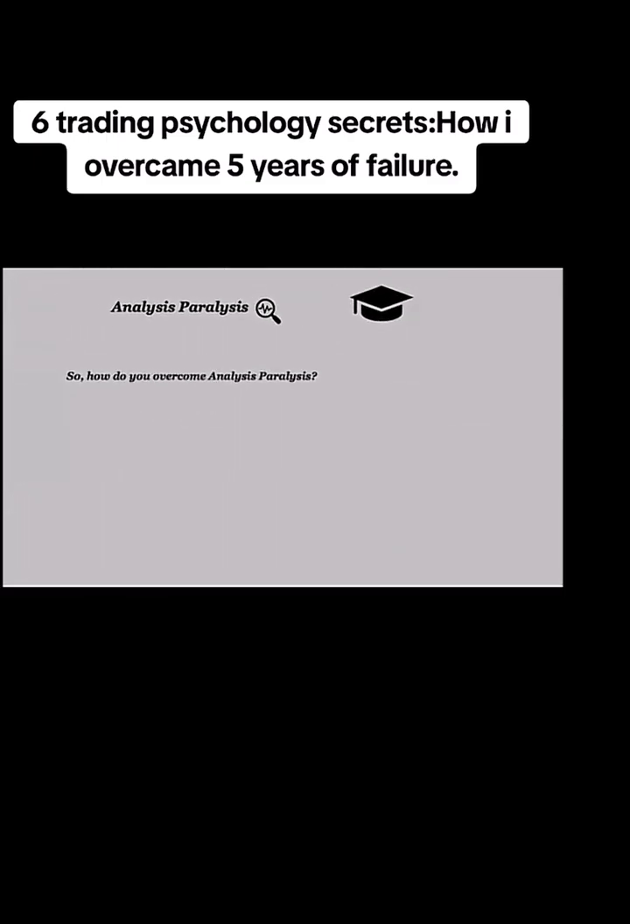So how do you overcome analysis paralysis? Use one or two trusted tools, like price action or Fibonacci retracements, and don't clutter your chart. Keep it simple. A clean chart gives you clarity. Fewer distractions mean better decisions.